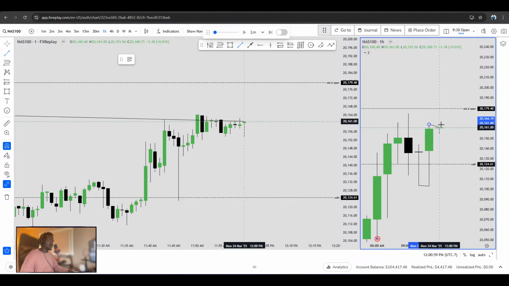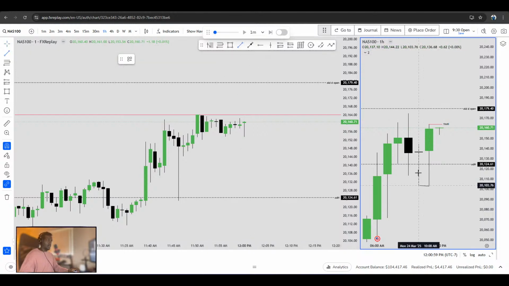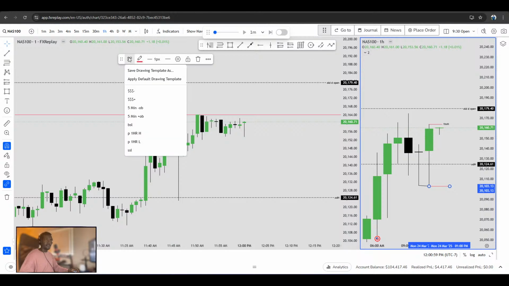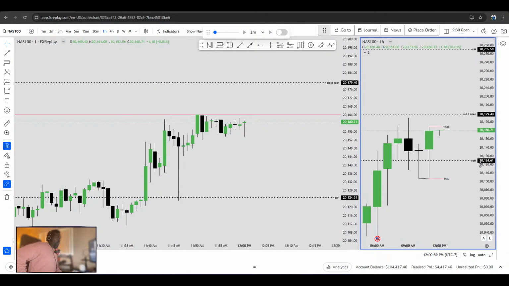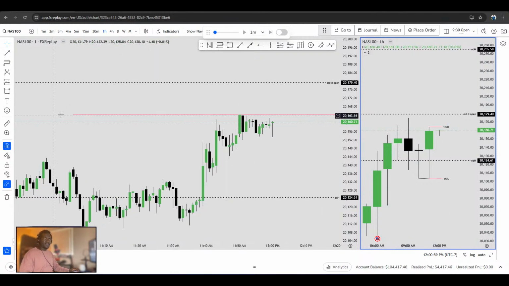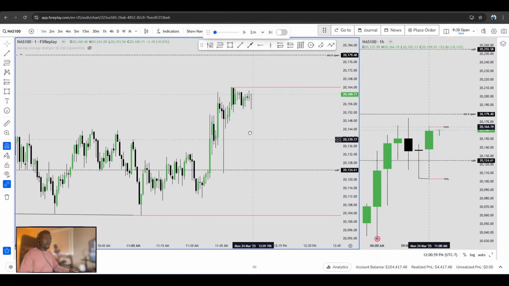So the previous 1 hour high is right there. And the previous 1 hour low is right here. That's going to be our target for the day. Let's refine those levels on this 1 hour side, on this 1 minute.